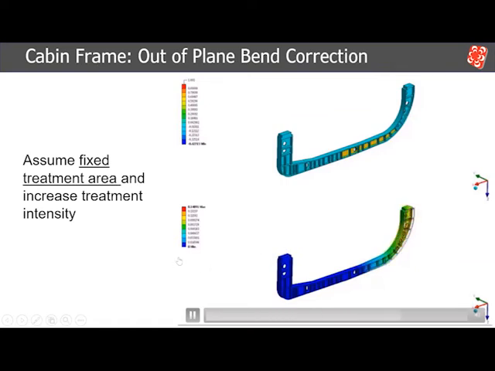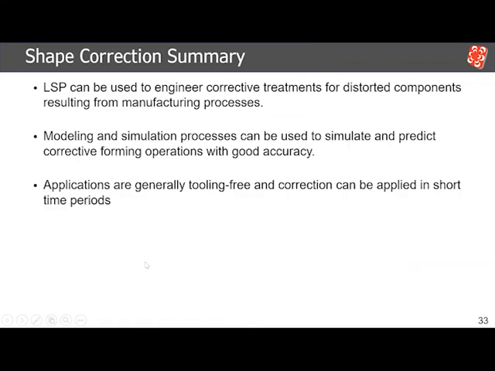So those are just some of the tools that we have to play with in providing this corrective forming. As a summary, we can use laser peening to engineer a corrective treatment for many different distorted components. We can't do it without modeling and simulation unless it's some of the most simple geometries that you could think of. But in the long run, all of the examples we've shown here are tooling free, right?